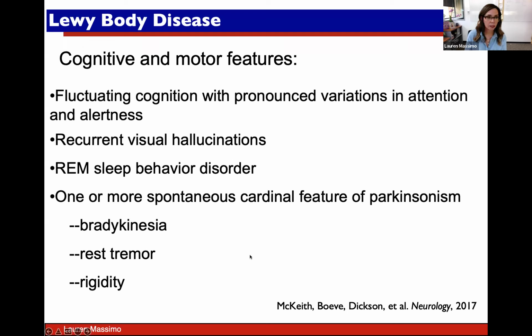Individuals with Lewy body disease have both cognitive and motor features. And so here are the criteria. We have fluctuating cognition with pronounced variations in attention and alertness. There can be visual hallucinations, and oftentimes these visual hallucinations aren't threatening to the patient. There's REM sleep behavior disorder. And then we have one or more features of Parkinsonism: either bradykinesia, so slowed movement, a rest tremor, or rigidity.